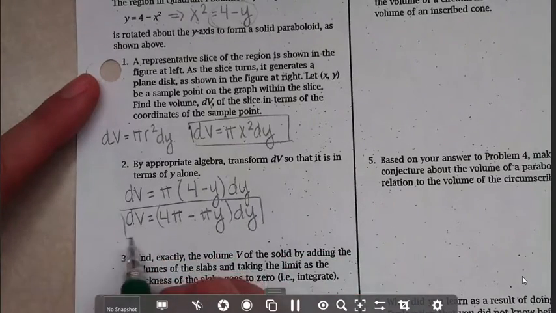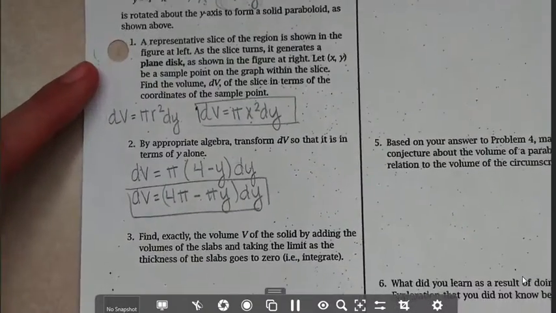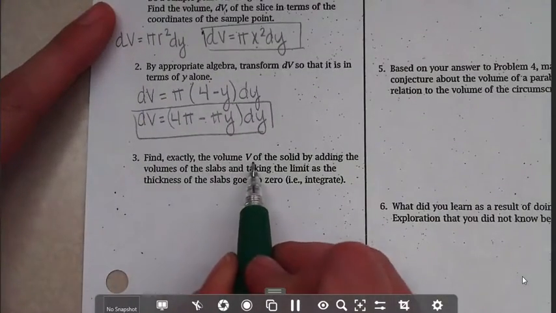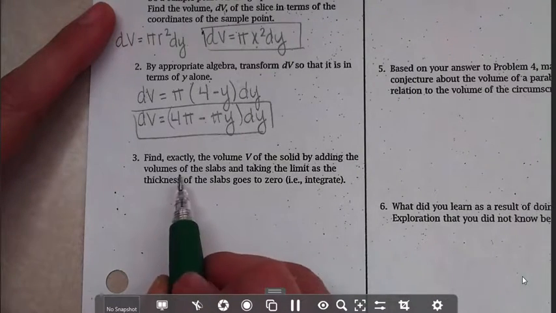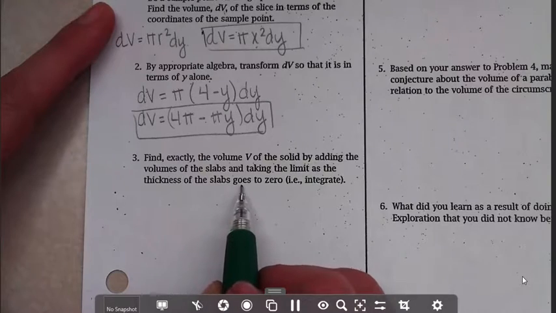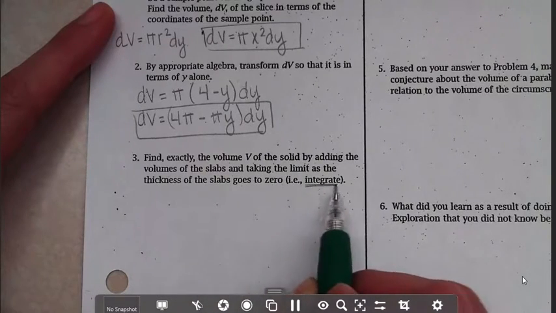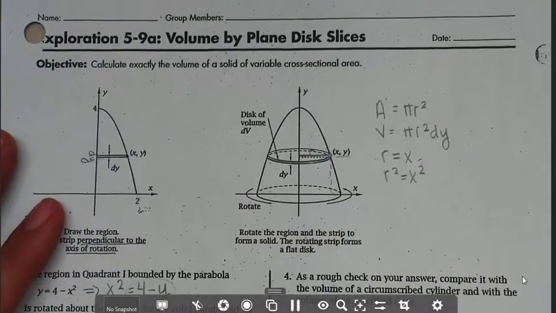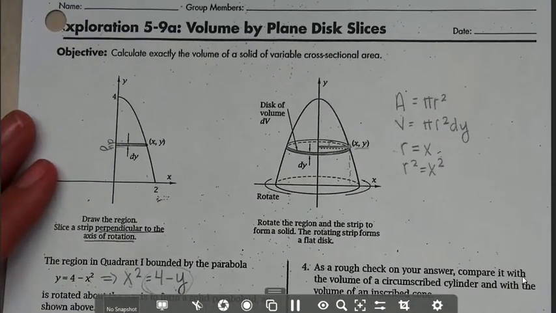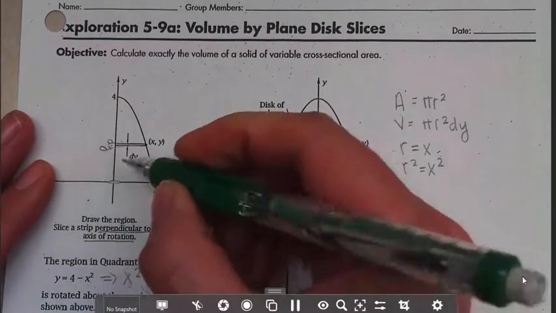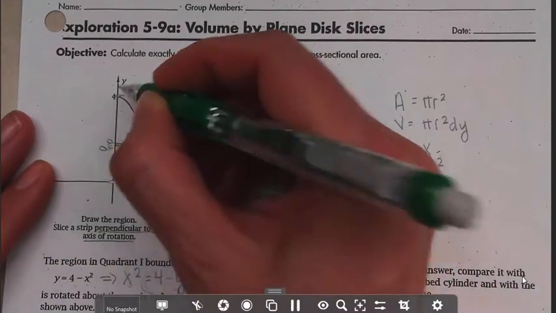So either one of those works. Okay, next we're going to find exactly the volume V of the solid by adding the volumes of the slabs and taking the limit as the thickness of the slabs goes to 0. So basically we're integrating. We have a definite integral here. We know that the lowest it's going to go is 0, and the highest it's going to go is 4, right? So those are our limits of integration.